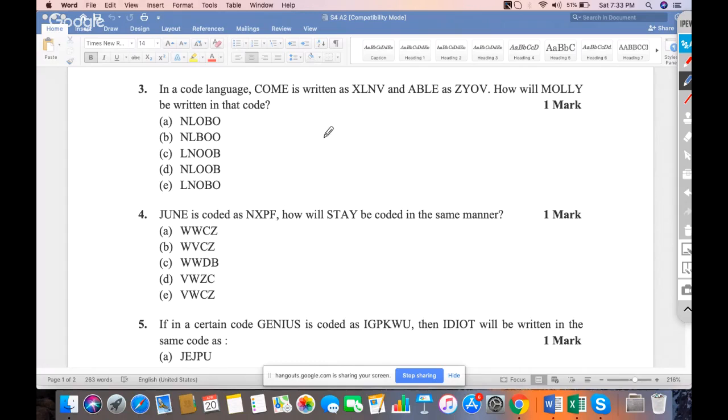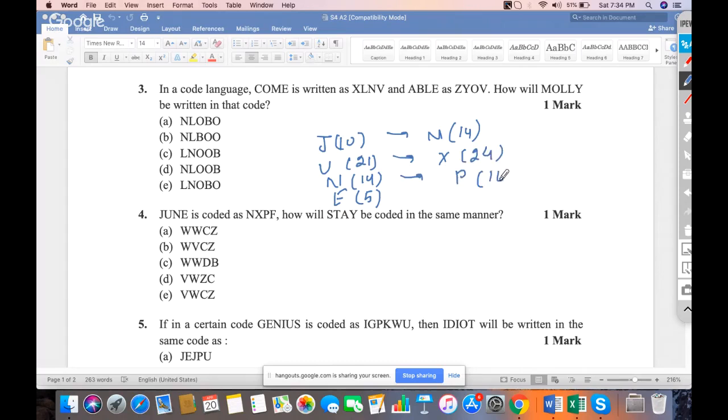So you look at here. J is 10. U is 21. N is 14. And E is 5. So N is 14 here. X is 24 here. P is 16 here. And F is 6 here.